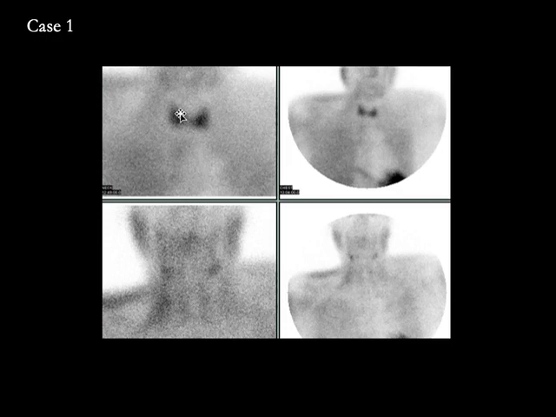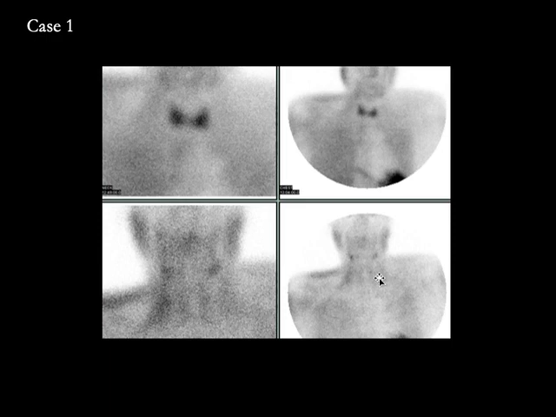On the early images, we see that there is diffuse increased uptake in the right and the left lobes of thyroid. We see the same in the images of the chest with some myocardial activity. There is nothing in between. And on the delayed images, we see that the uptake in the thyroid washes out, and we see the same finding on the delayed image of the chest.